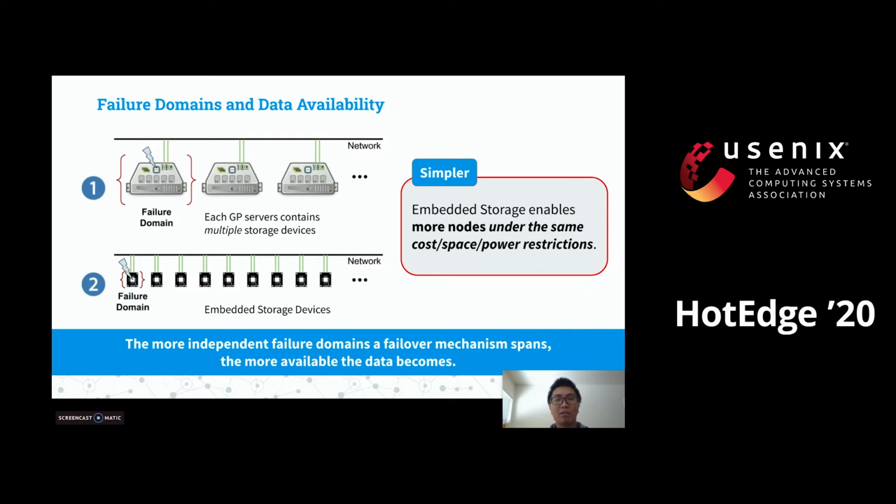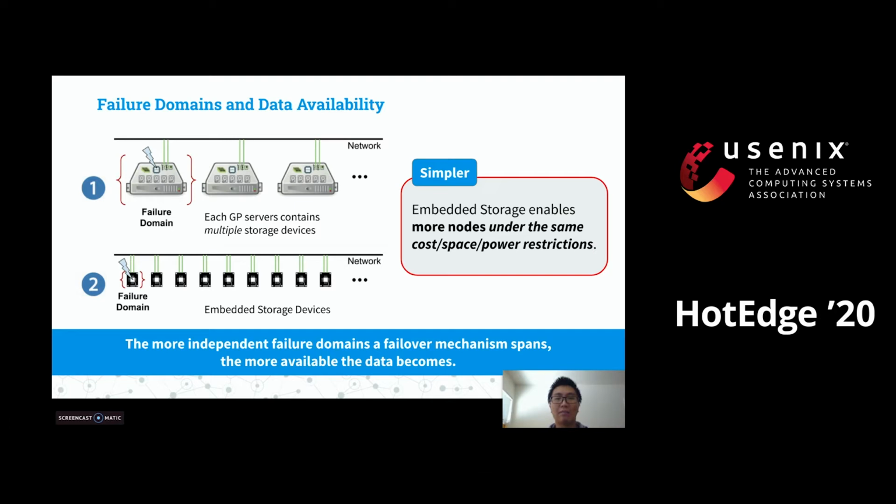A general purpose server usually hosts multiple storage devices, and therefore, whenever a critical component in a server fails, for example, the CPU or the memory module, all the data that's stored in the server will immediately become unavailable, even though all the devices in the server are still in good state.